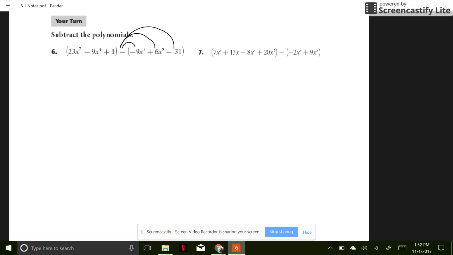So again, the first thing I look for is what's the highest power. So that's my x to the 7th. Then I look for the next highest. That's our x to the 4ths. Next would be the x squared, and then the constant terms.